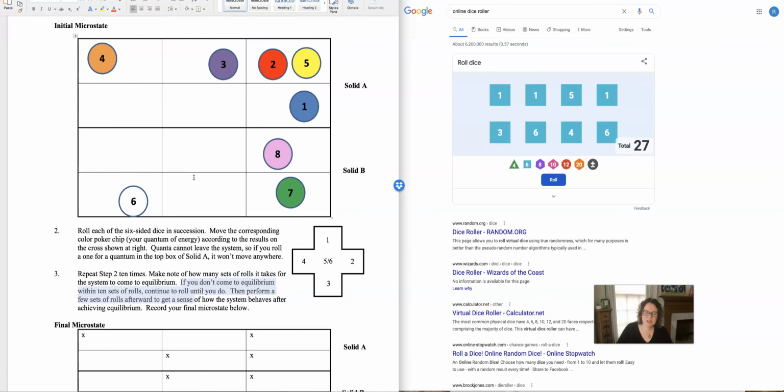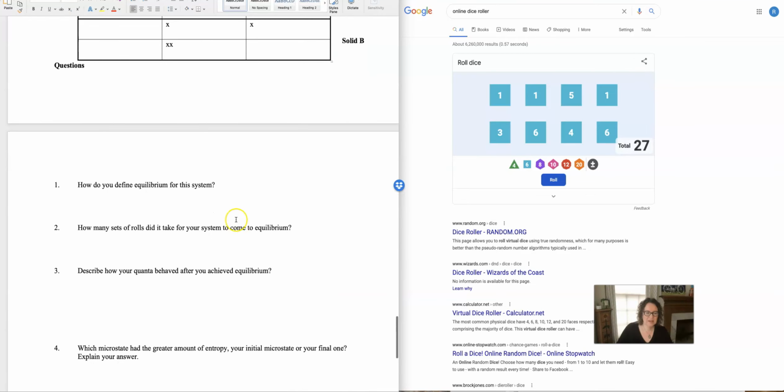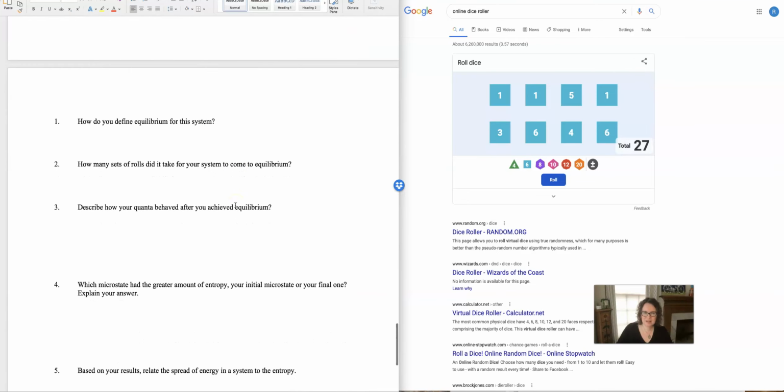Okay, what we're doing is modeling the motion of the energy in the system using random dice. So we're seeing, if energy flows randomly in a system, how does the energy move? Okay, so the last thing, once you've done all of this, is: how do you define equilibrium? How many sets of rolls did it take for you to get there? Describe how your quanta or poker chips behaved after you achieved equilibrium.